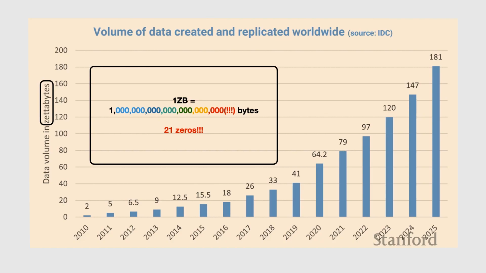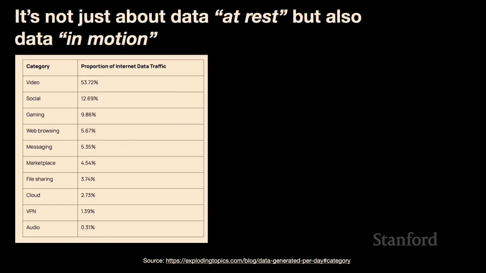Okay? But interestingly, it's not just about data at rest. It's not about just, okay, I collect this data, I store it in one place, and life is great if I can do that. It's also about data in motion. Once you store this data, you will use it for 1,000 different applications, for analytics, for just transferring data to your friends, and so on, right? And that's also a very big issue. You have to move this data around.